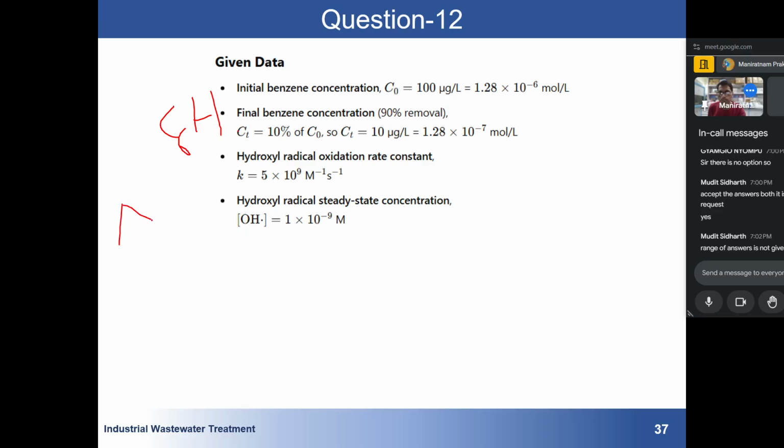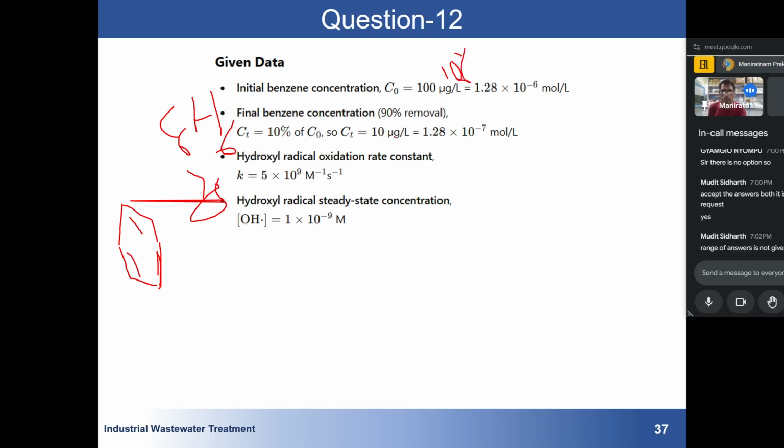Benzene is like this. Then it is C6H6. The molecular weight is 78. Okay. Then if you convert the given 100 milligram per liter, 100 divided by 78, it is 1.28 into 10 to the power minus 6 mole per liter.